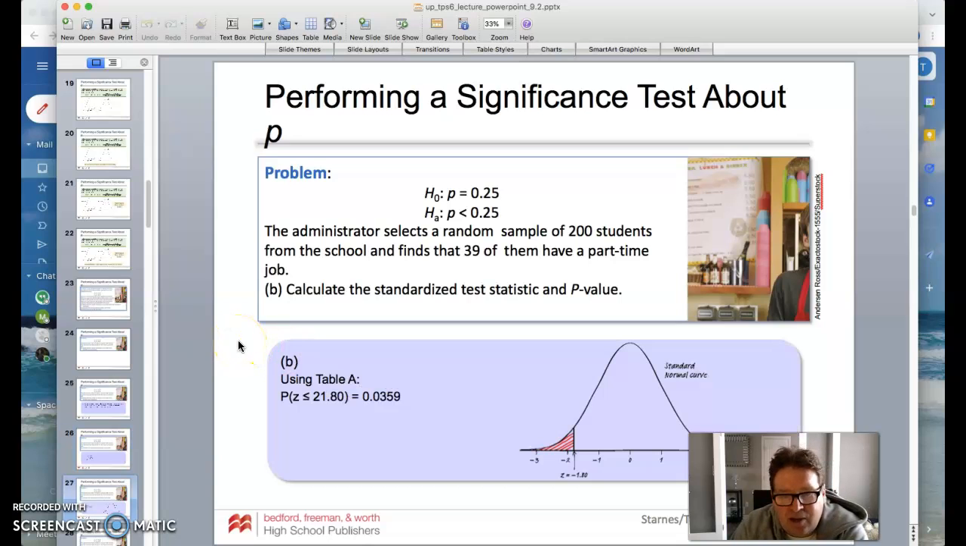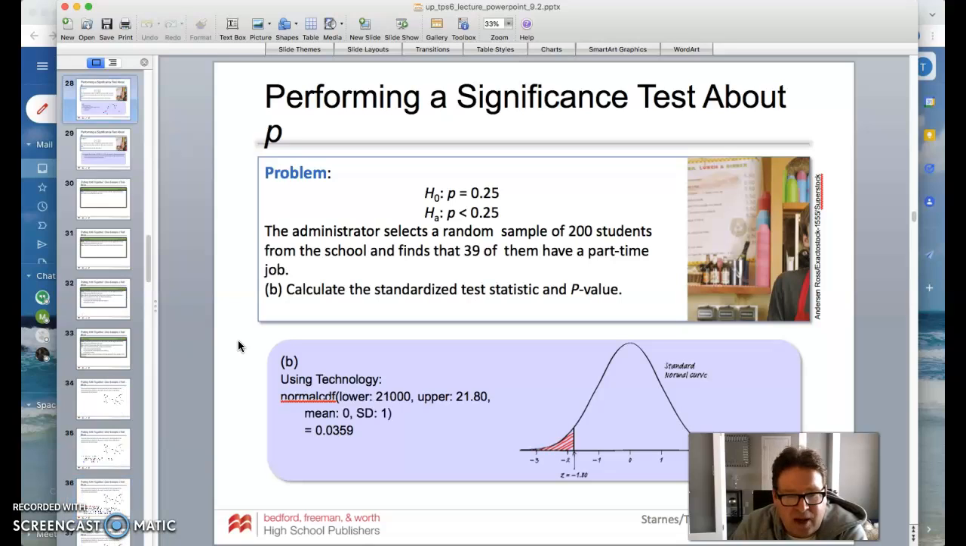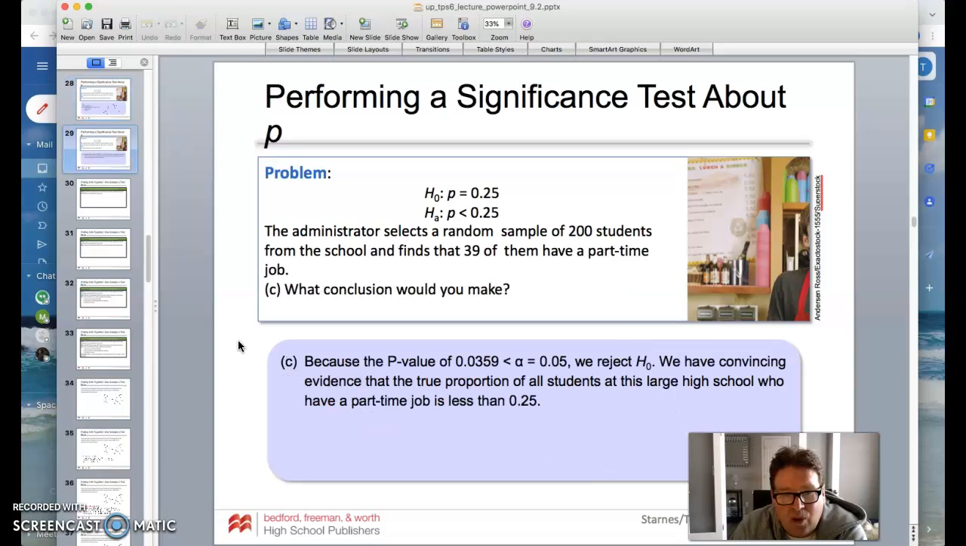Now looking at our table, the probability for that z-score is 0.0359. We could use technology as well. So the conclusion is, since that's less than our 5% significance level, we're going to reject the null hypothesis. We have convincing evidence that the true proportion of all students at this large high school who have a part-time job is less than 0.25. That's what we're going to go with in that case.